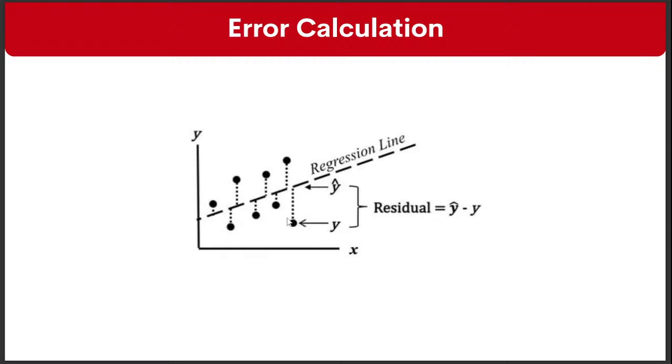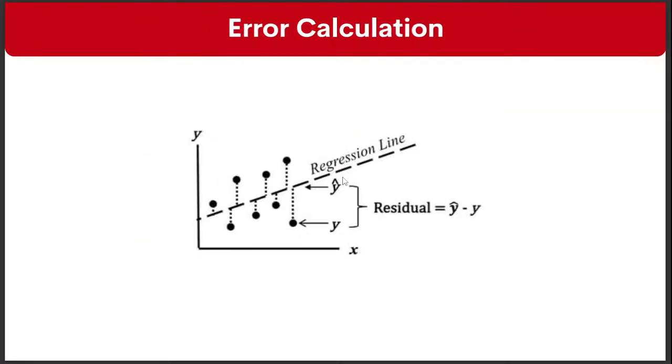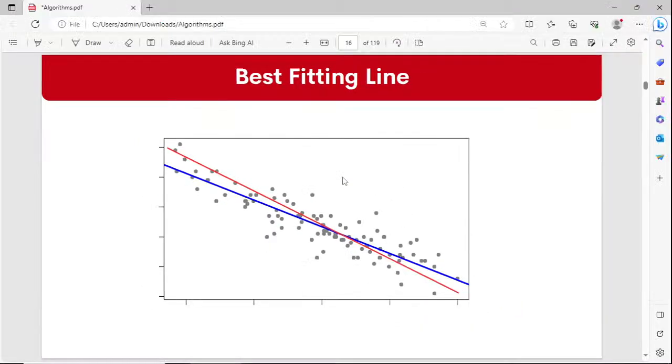So for this point you will be getting one error, for this point you will be getting one error, for here you will be getting one error. Once you sum up all the errors, you will be getting a bulk value. That is the error value for this particular line. Like that, if you calculate for your blue line and red line, we will be getting some numerical value in the output. I hope you understand.